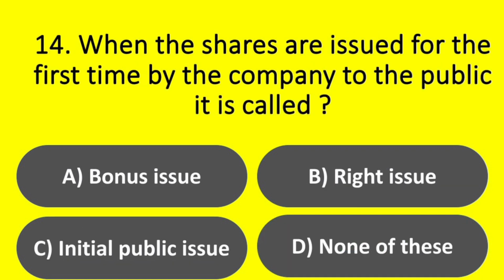When the shares are issued for the first time by the company to the public, it is called option A, bonus issue, option B, right issue, option C, initial public issue, option D, none of these. Answer option C, initial public issue.